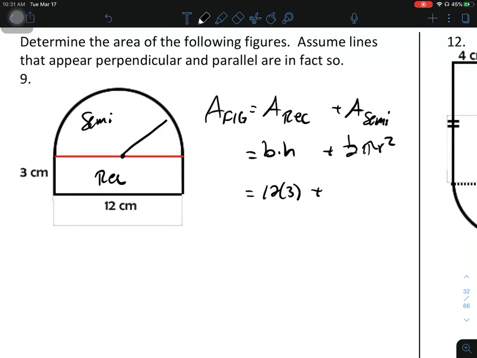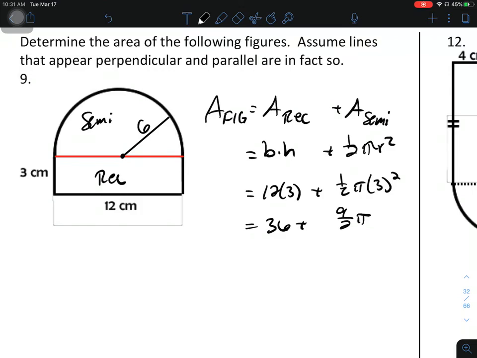This rectangle has a base of 12 and a height of 3. Keep in mind, the distance from here to here is going to be half of this 12. That's going to be 6. So the radius of this is 6. So that's half pi times 3 squared. It's going to be 36 plus 9 halves pi.